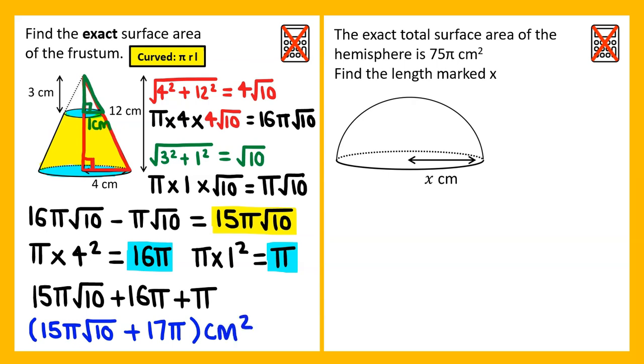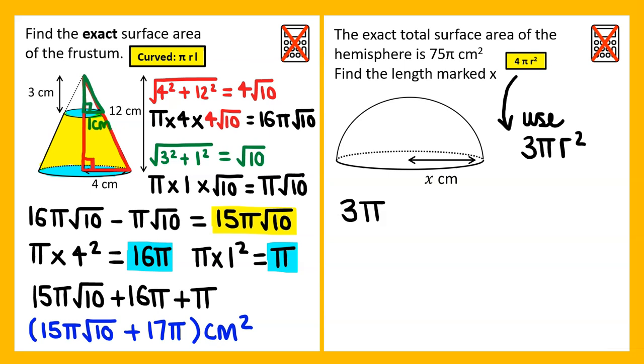For the next question, the exact total surface area of the hemisphere is 75 pi. Find the length marked x. I can use the formula which is provided for the surface area of a sphere, which is 4 pi r squared. Because we need to half this for a hemisphere and then add the circular base, which is now at the bottom, this would be the same as 2 pi r squared plus pi r squared, which simplifies to give me 3 pi r squared. So 3 lots of pi, and the radius is given as x. So multiplying this by x squared should be equal to the total surface area, which is provided as 75 pi.